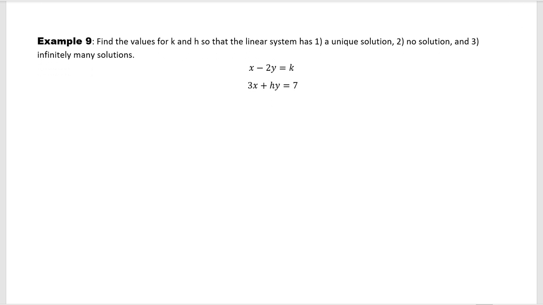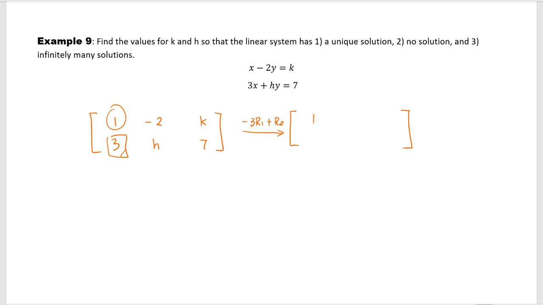For this system, let's first write down the augmented coefficient matrix. So 1x minus 2y equals k, 3x plus hy equals 7. How do we make it an echelon form? Make the first entry 1, but it is already 1, which is good. Then use it to kill the entry below it. We use -3 R1 added to R2.